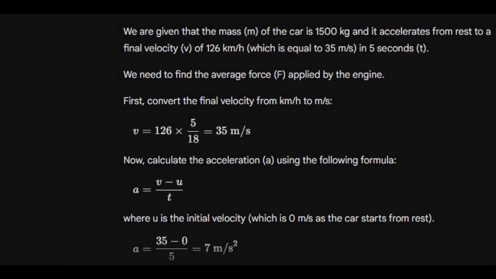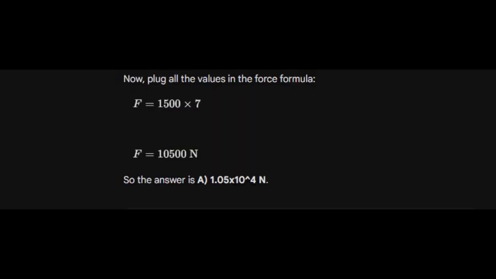Now, calculate the acceleration, a, using the following formula. a = (v - u)/t, where u is the initial velocity, which is 0 meters per second as the car starts from rest. a = (35 - 0)/5 = 7 meters per second squared. Formula. F = 1500 times 7. F = 10,500 N. So the answer is A, 1.05 times 10 to the 4 N.